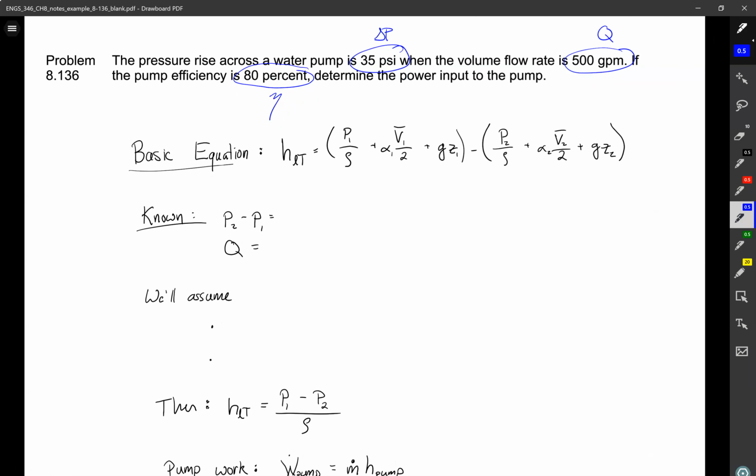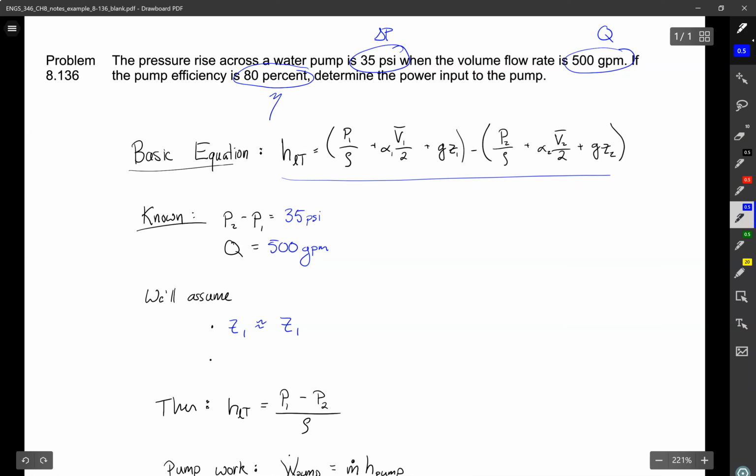The basic equation that we're going to use is the head loss equation here. We know delta P, that's 35 psi, and we know Q is 500 gallons per minute. We're going to assume a couple things. We're going to assume, because we're not told anything specifically in the problem, that the inlet and outlet of the pump are at approximately the same level. So the height at the inlet is the same as the height at the outlet. We're also going to assume that the diameters are the same. That's not necessarily going to be true in every case, but we'll assume that it's true in this case.